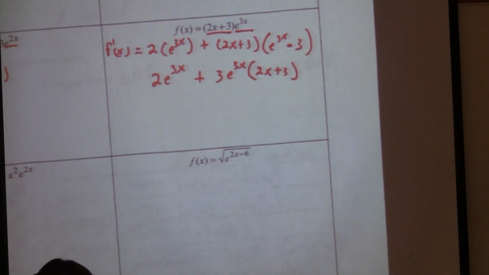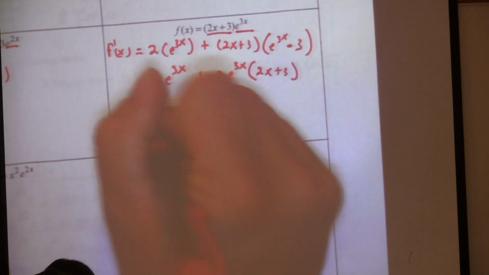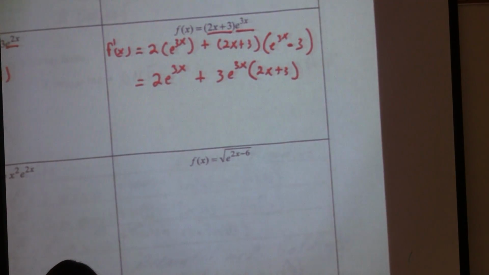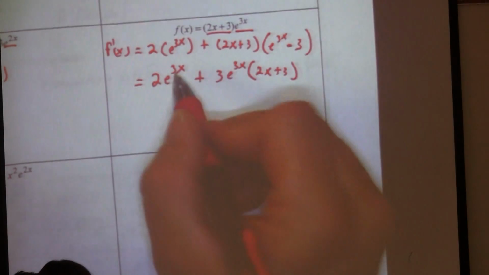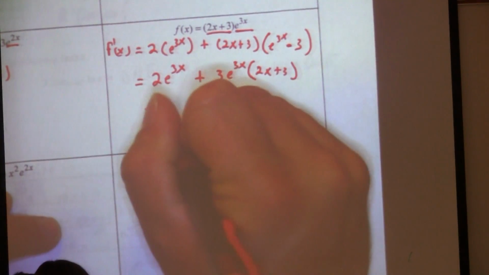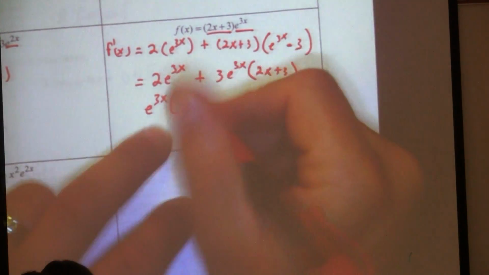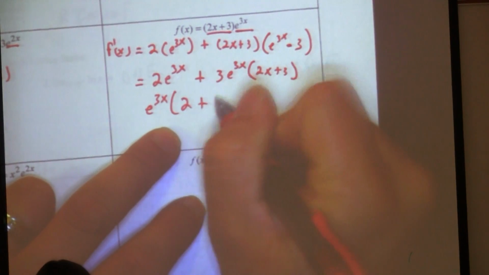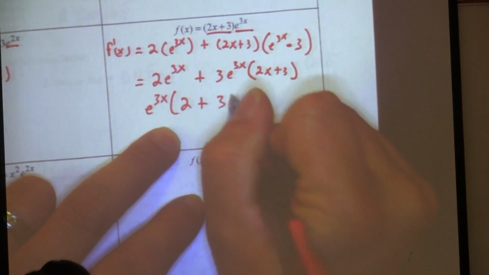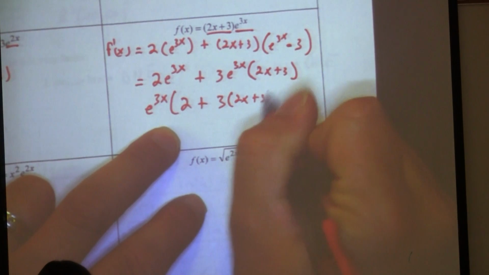So can we do something to this? Can't combine, but can we factor something out? What is it that they both have in common? Just e to the 3x. So take out an e to the 3x, and what's left over? 2 plus 3 times (2x plus 3).